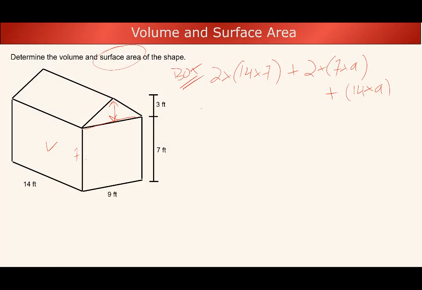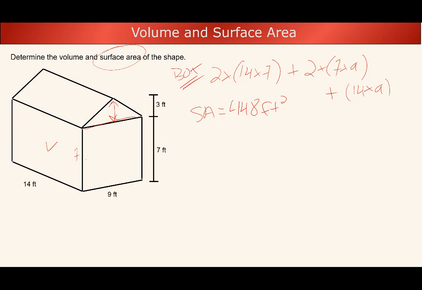And I can type all that in. So this is the surface area just for the box shape. I'm not including the top because there's no surface exposed there. So I go 2 times 14 times 7 plus 2 times 7 times 9 plus 14 times 9, and I got 448. 448, and that is square feet. So that's for the bottom of the box and 4 sides around the box.